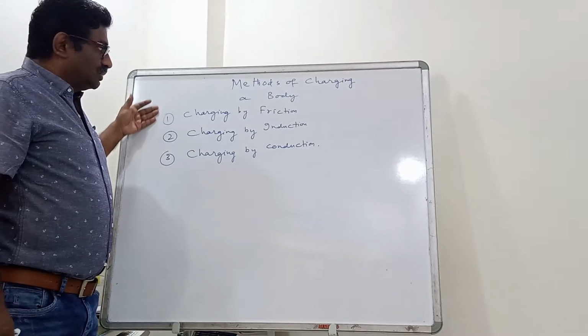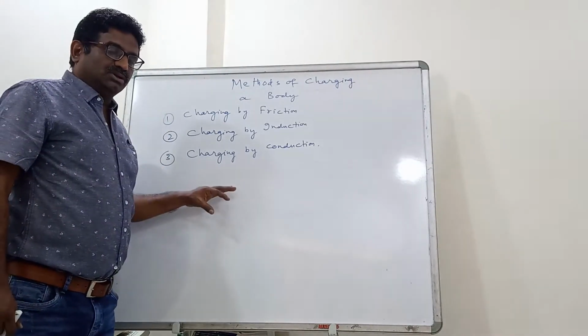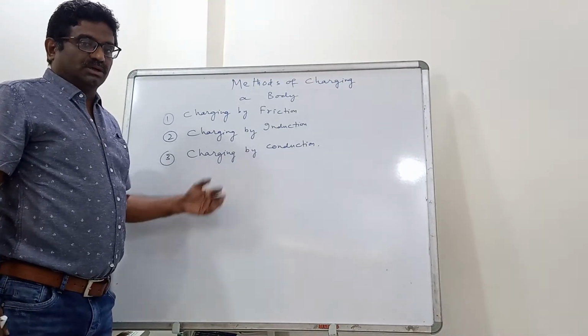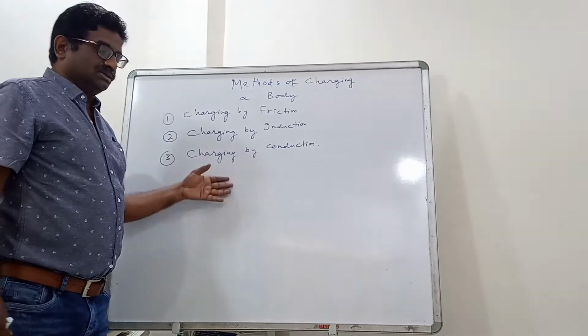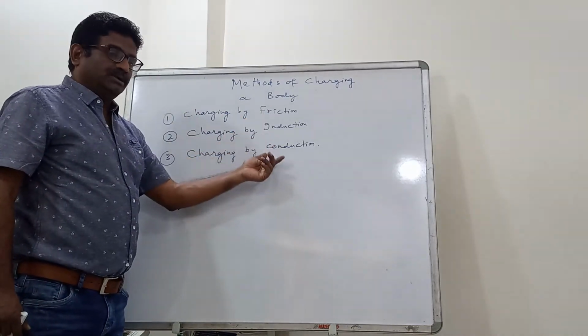Now normally bodies are neutral, as we know that the number of electrons and protons is equal in a given neutral body. So if you want to charge a solid, we need to remove some electrons from it by some of these means. We will discuss it one by one: charging by friction, induction and conduction.